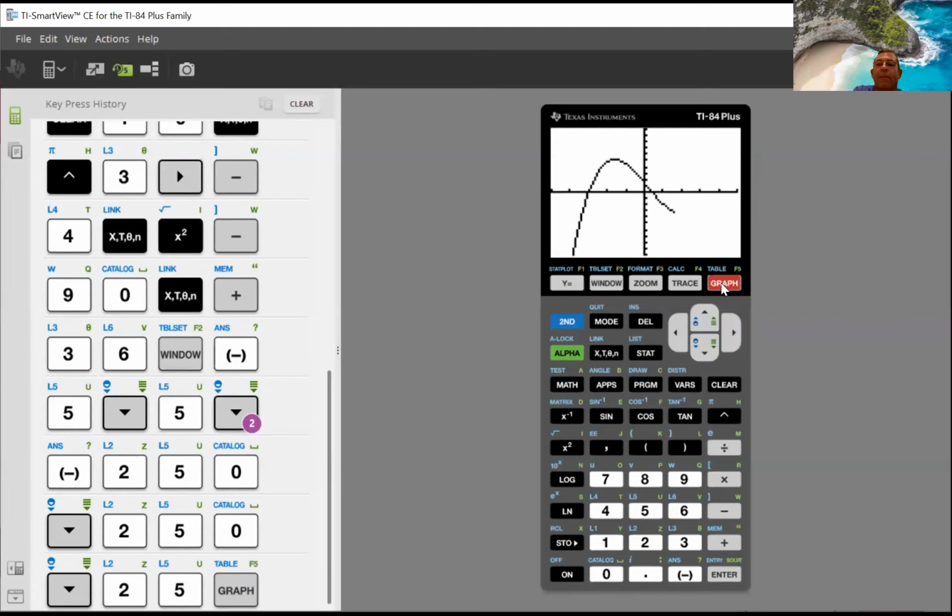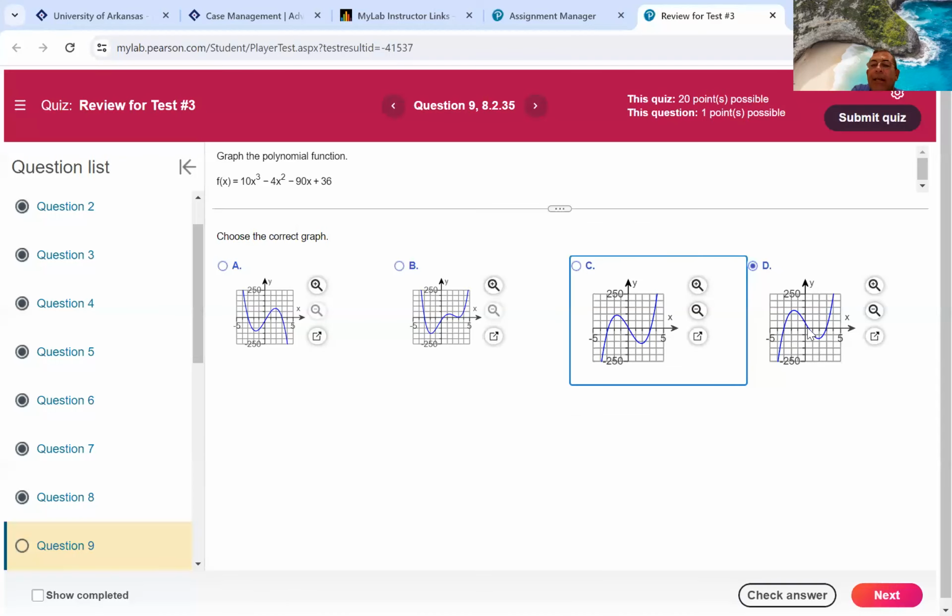So let's graph it. So you see it is a little above the center right there. If you can see, it's above the center. So let's go back. So y'all, we got to go with D because see how that D is a little above the center? C is going straight through it. So we're going to go with D and then move on.